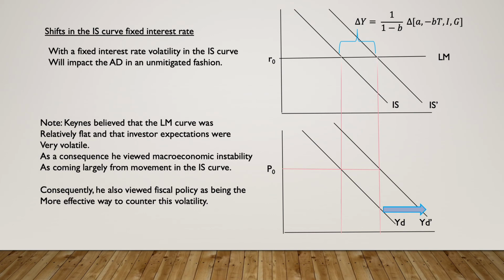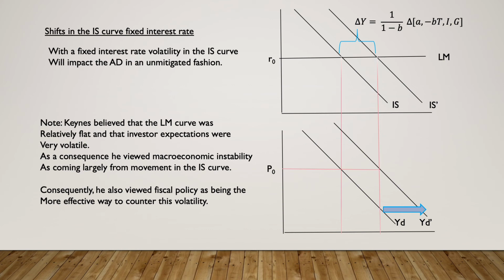Shifts in the IS schedule. Let's look at some special cases, particularly shifts in the IS schedule when the central bank has chosen a policy of fixing the interest rate. When we have a fixed interest rate, the central bank accommodates all movements in money demand with equivalent movements in money supply. Remember, you can fix the interest rate or you can fix the money supply, but you can't fix both. So here the central bank is moving around the money supply to make sure that there's always equilibrium in the money market at R naught.